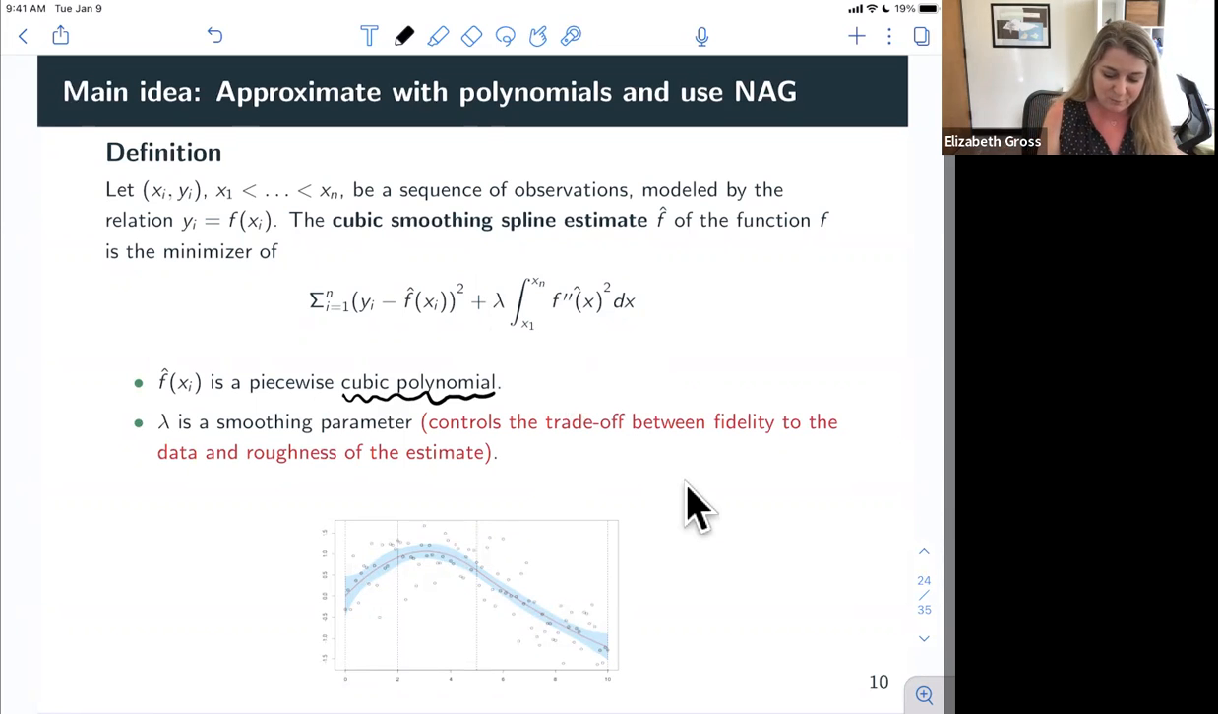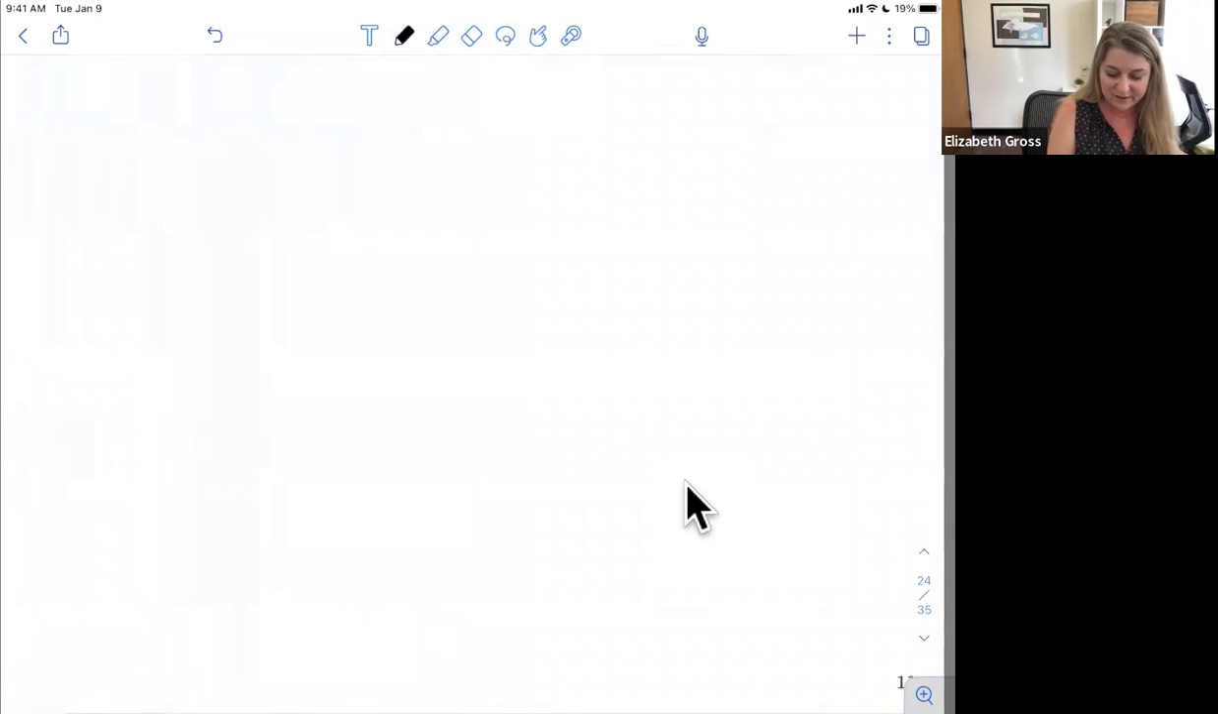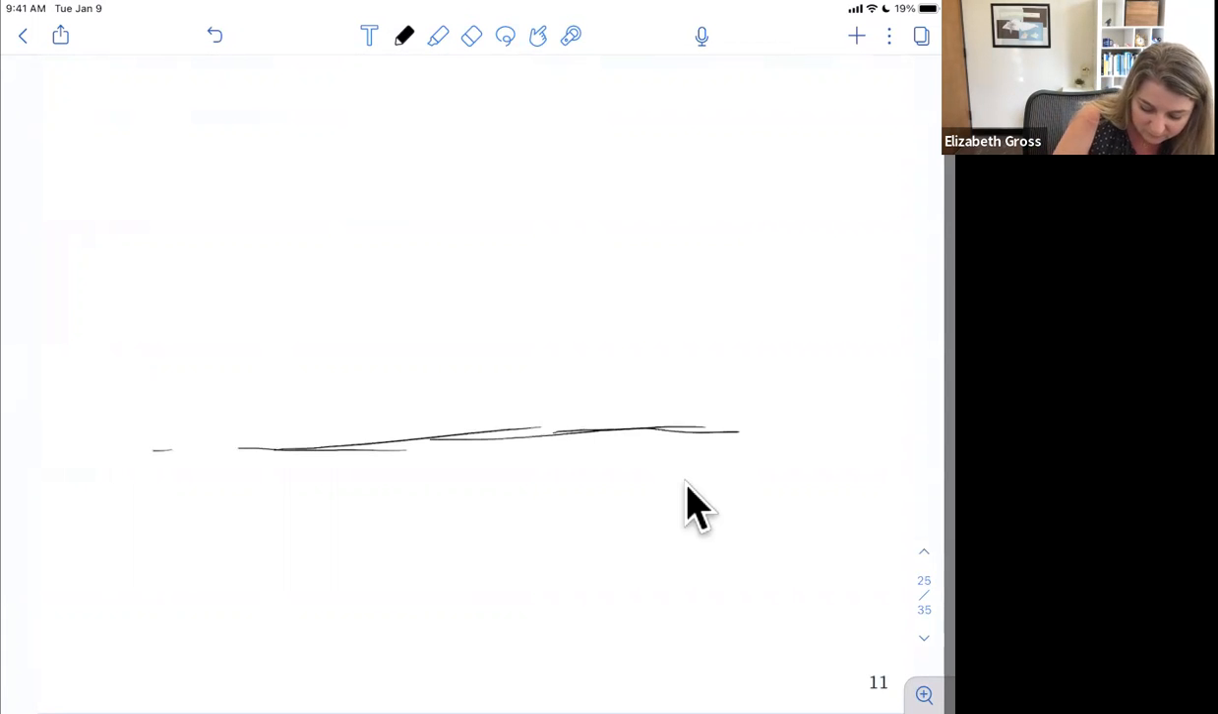So let's actually look at our problem. This is where I have a blank slide, because I want to get an idea of what we're doing here, since it's a little bit tricky. I'm going to think about the one-dimensional case here. I have a bunch of data points. I'm not drawing them very well. Let's say I have a bunch of data points.